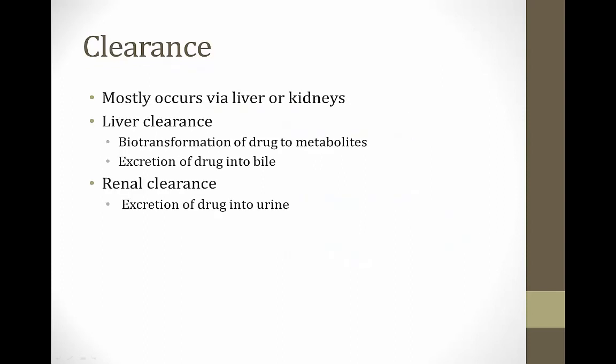Clearance of drugs mostly occurs via the liver or the kidneys. The liver clears drugs in 2 ways. It can biotransform the drug into metabolites, and I talk about this in one of the other modules. It also can excrete drugs directly into the bile, and then they go out in the GI tract and in the stool. And then the kidneys can clear a drug by secreting it or filtering it and excreting the drug into the urine.